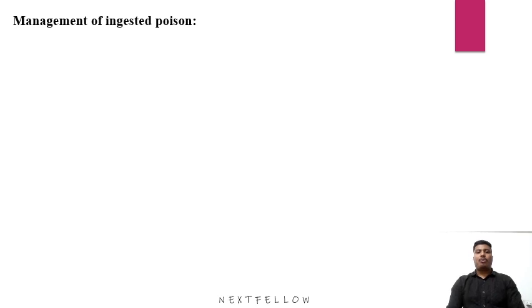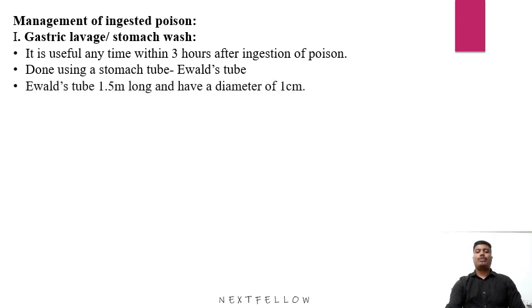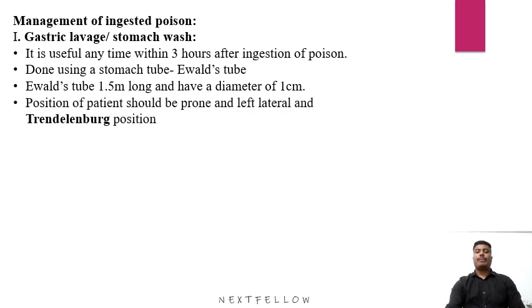So how do we manage the ingested poison? First step is gastric lavage or stomach wash. It is useful anytime within 3 hours after ingestion of poison. Done using a stomach tube known as Ewald's tube. Ewald's tube is 1.5 meter long and has a diameter of 1 centimeter. The position of the patient should be prone and left lateral and in Trendelenburg position. Trendelenburg position is when the head is down and the foot is up.